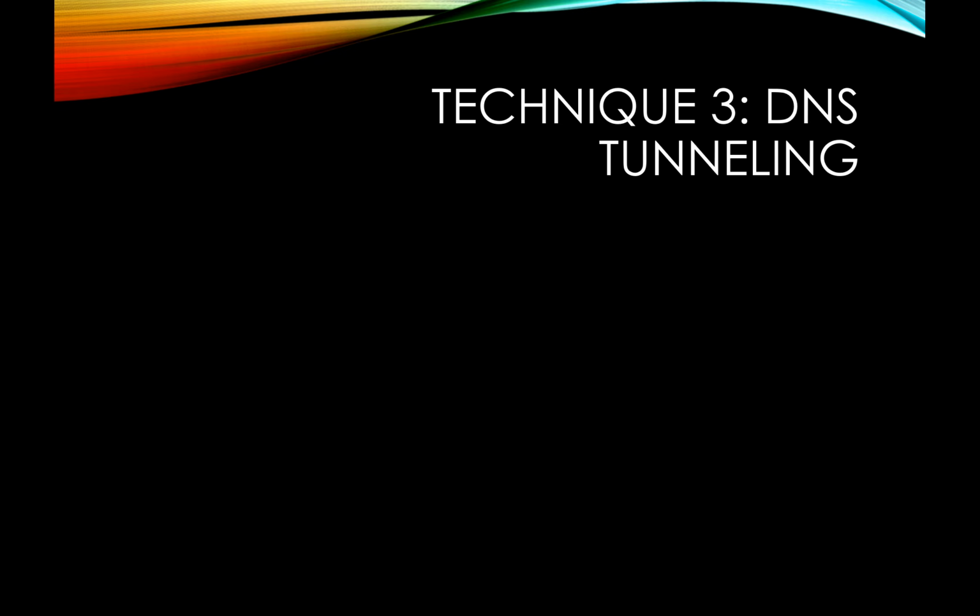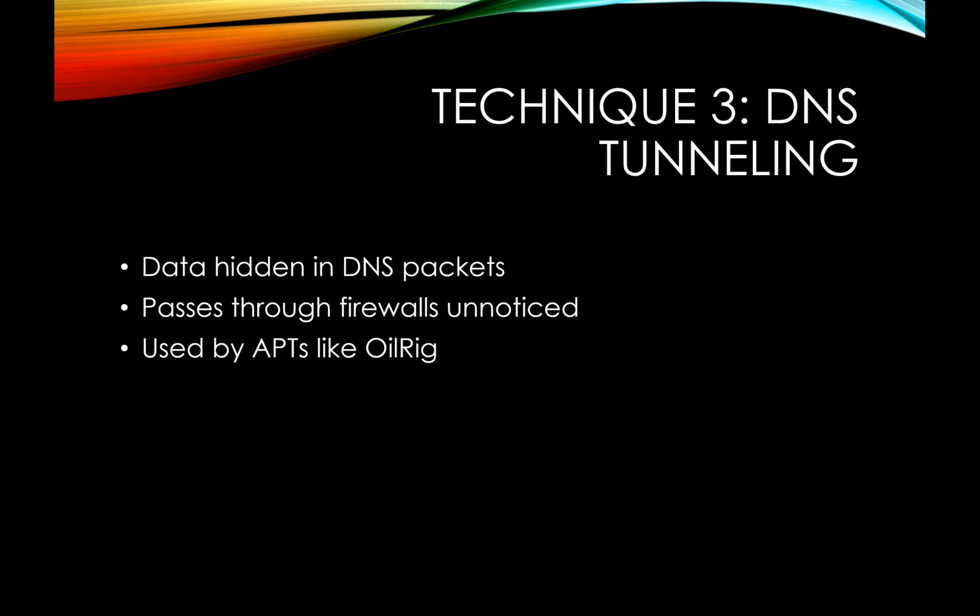Technique number 3 is something called tunneling. It puts malicious code inside a legitimate tunnel. So data is hidden in DNS packets, passes through firewalls unnoticed, and is used by APTs, Advanced Persistent Threats.